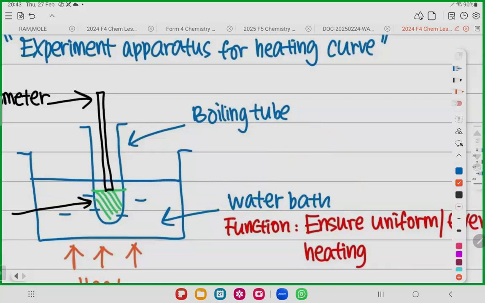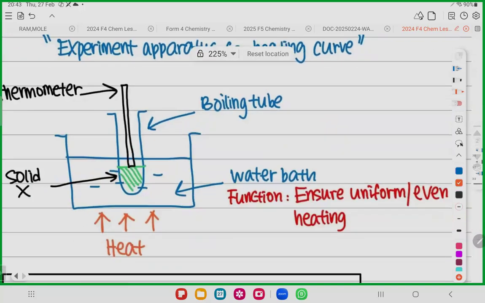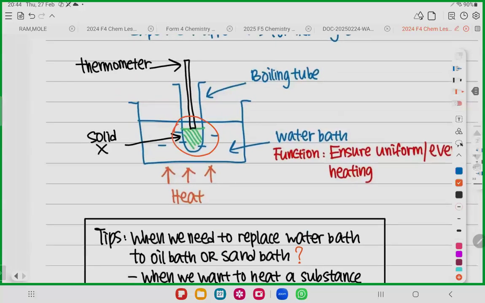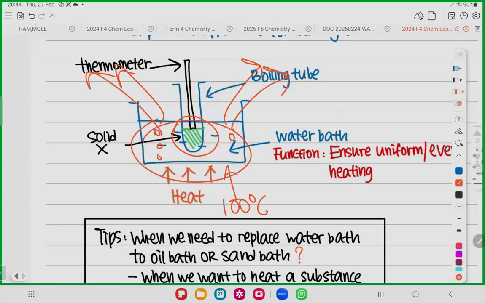So when should you replace the water bath with an oil bath or sand bath? When you want to heat the substance to a temperature beyond 100. Let's say I want to heat this to 500 degrees Celsius. You cannot use a water bath. Why? If you want to heat until 500 degrees Celsius, when you reach 100 degrees Celsius, all the water here will already boil. When the water boils, it becomes gas and runs away to the surroundings. So sooner or later, what happens? The water dries up. The water disappears.